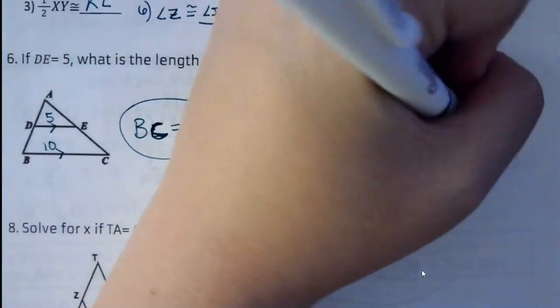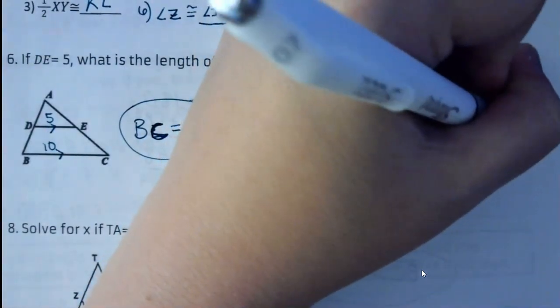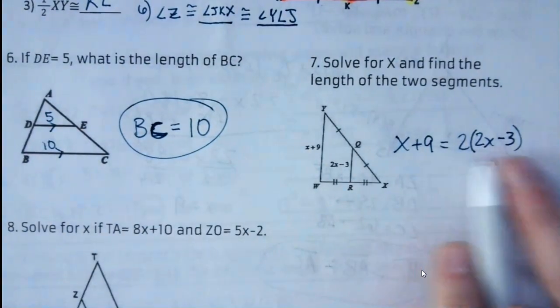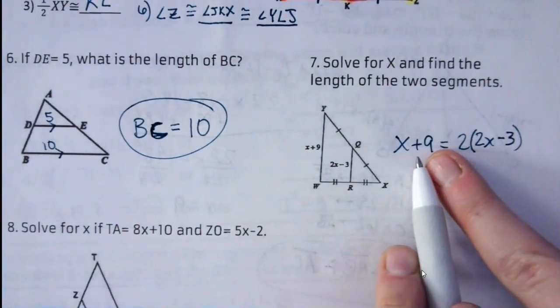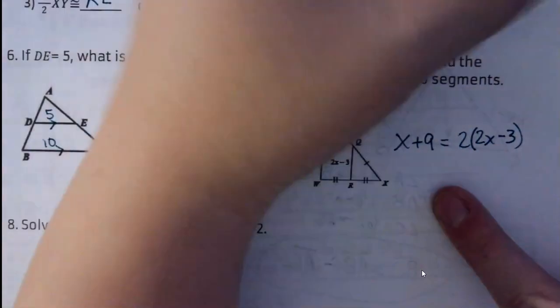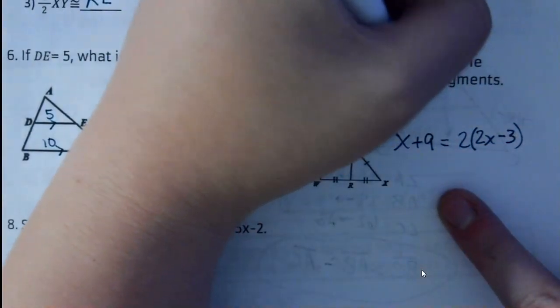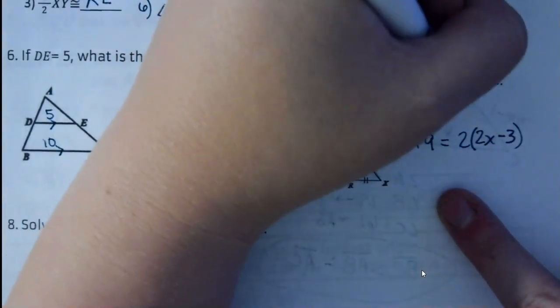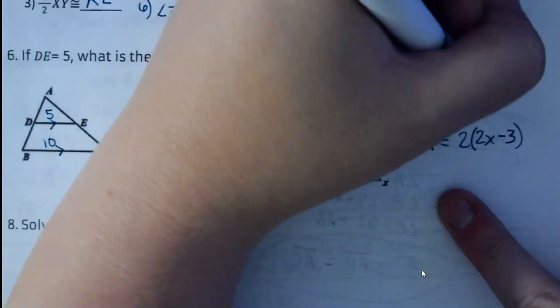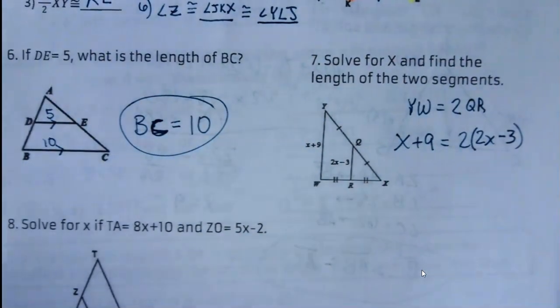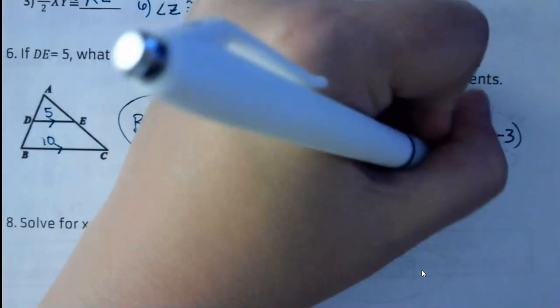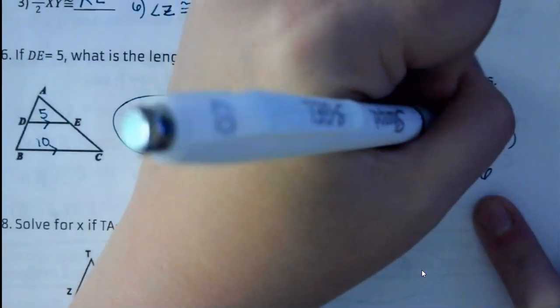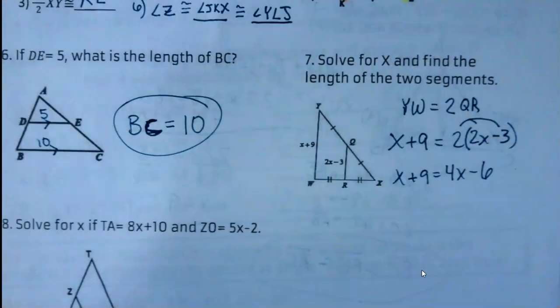So in order to set them equal, we need to double that smaller one. You need to make it twice as big. So 2 of these would equal 1 of these. If it helps to write this up here, YW equals 2 QR. And that's what we're writing down here. All right, and then we can solve. X plus 9 equals 4x minus 6. When I distribute, don't forget to multiply the 2 and the negative 3. That's the main thing I see people forgetting.